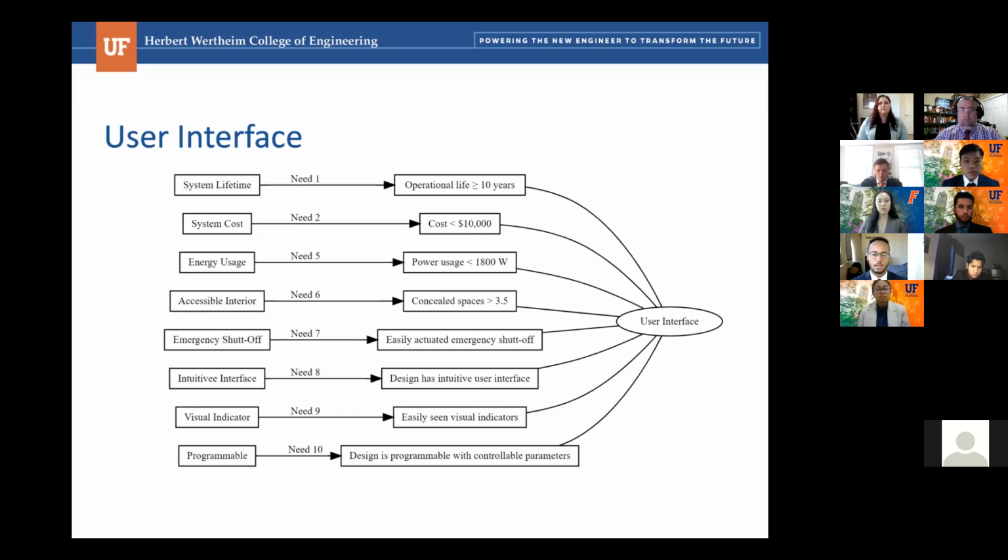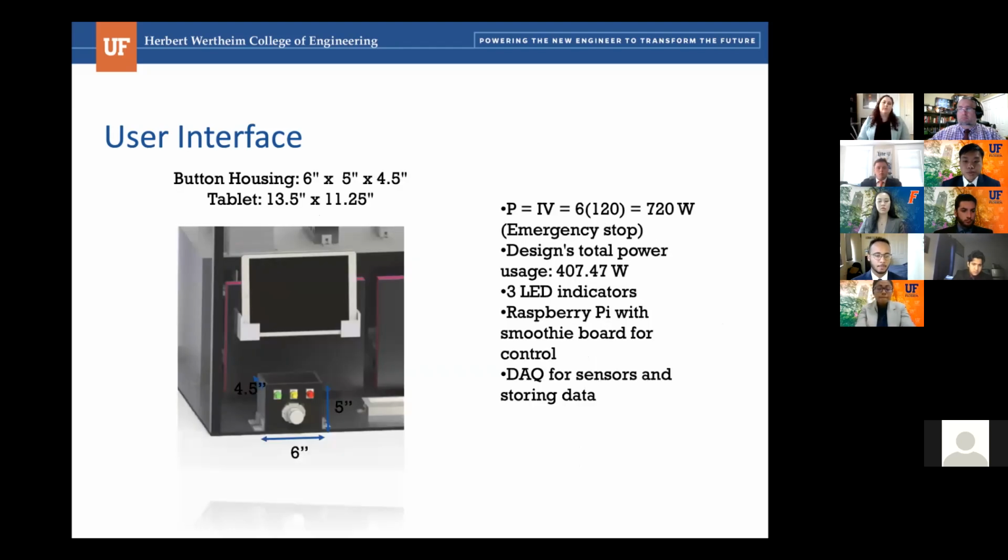And along with that, visual indicators and audio indicators are also placed into the user interface in order to make it more known what point the different processes are at within the system. And so as we move on to the next slide, we decided to employ an iPad model with a button housing in order to control the different subsystems inside the structure and enclosure.